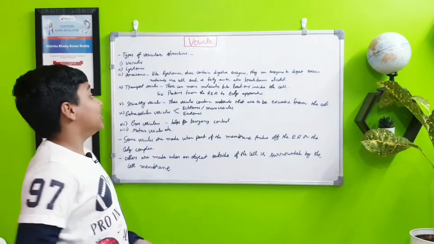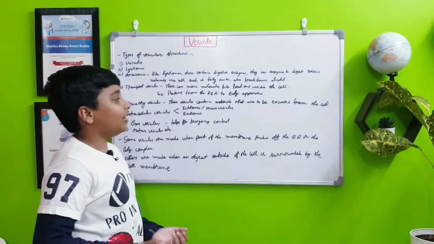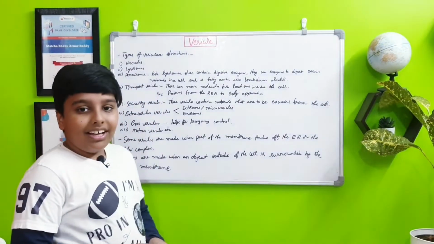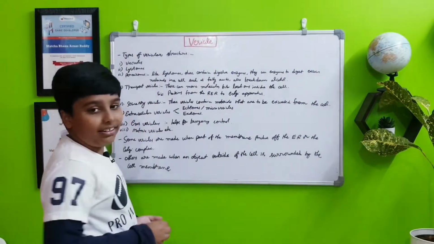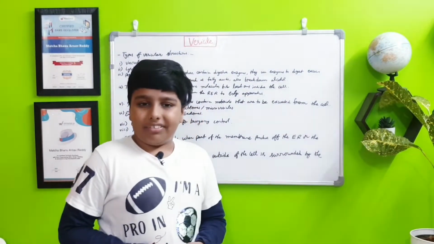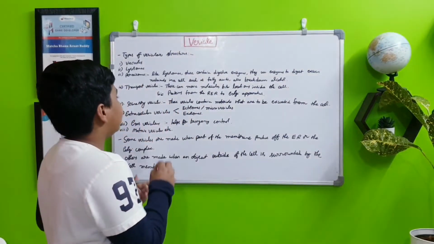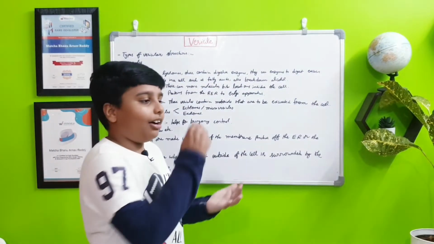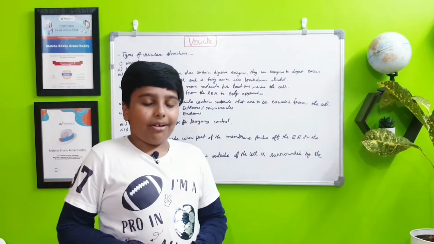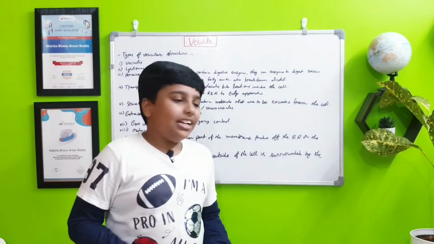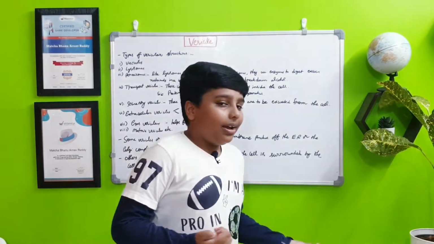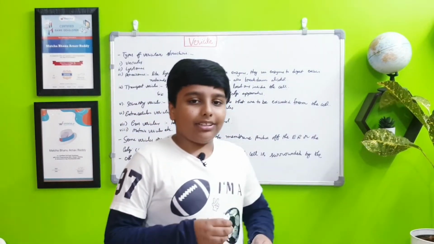Next, secretory vesicles. These vesicles contain materials that are to be excreted from the cell when the cell orders them. There's another type of secretory vesicle, the exocytotic vesicle, which throws the protein or thing outside of the cell without any order from the cell. One example is in a B cell. The B cell produces antibodies which kill pathogens or order other immune cells to kill the pathogen.